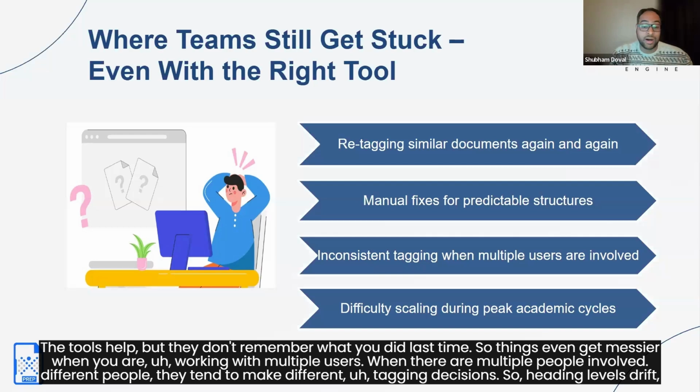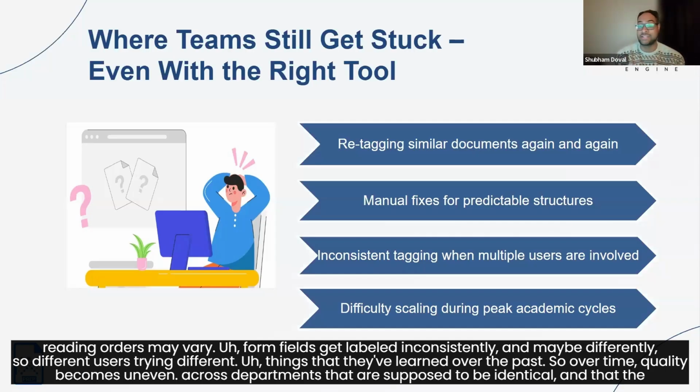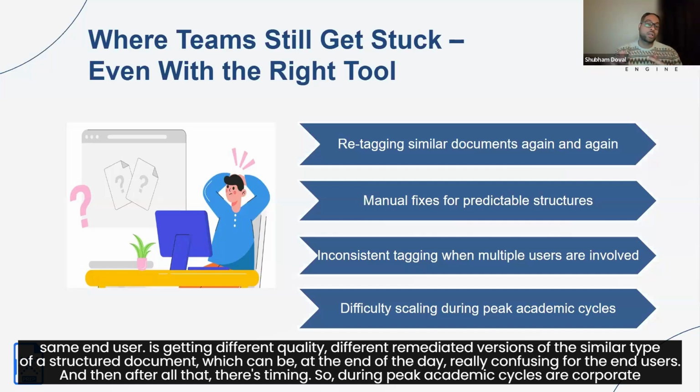Things get even messier when there are multiple people involved. Different people tend to make different tagging decisions. Heading levels drift, reading orders may vary, form fields get labeled inconsistently. Different users try different things they've learned in the past. Over time, quality becomes uneven across departments that are supposed to be identical, and the same end user gets different remediated versions of a similar structured document, which can be really confusing for end users.